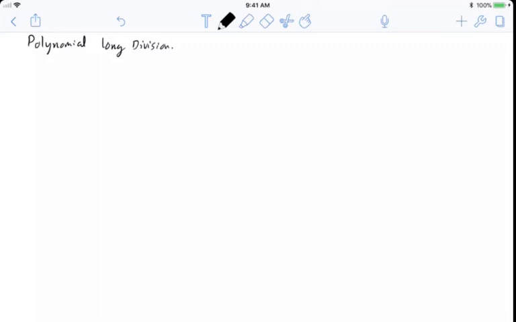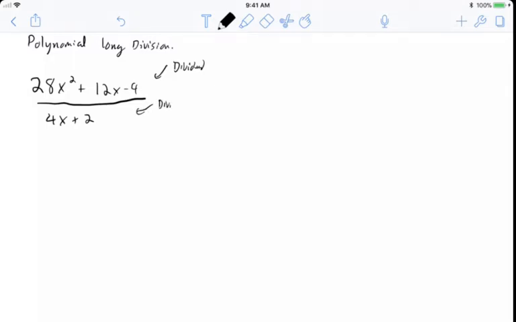Okay, so polynomial long division, you start out with a rational expression. That means it's an expression like that. It's a polynomial divided by another polynomial. The one on top is the dividend, and the one on the bottom is called the divisor.